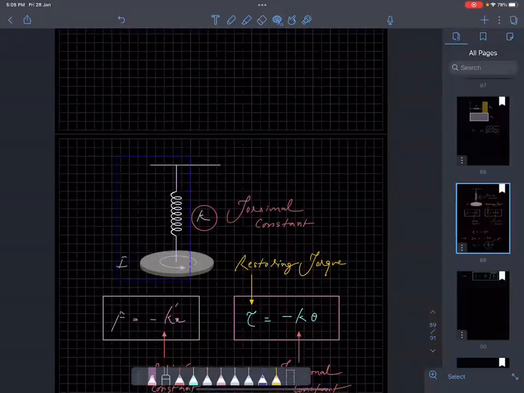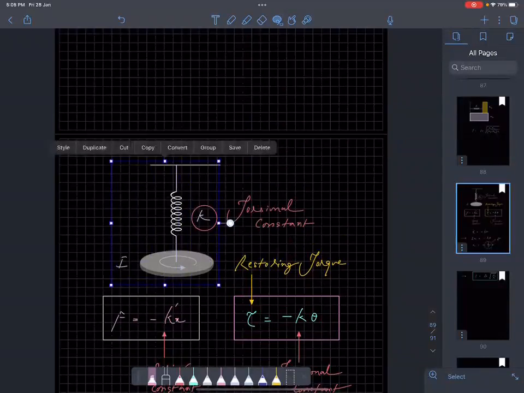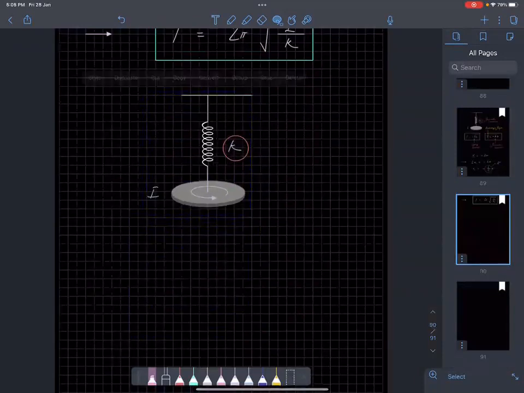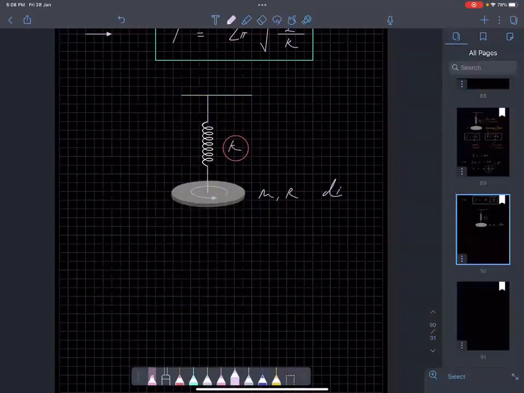So I'll mention some examples. So this is M and R, it's a disk. So tell me, T equal to 2 pi under root mr square by 2k. Very good.